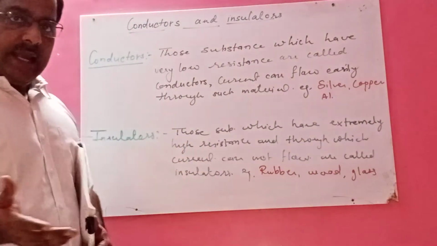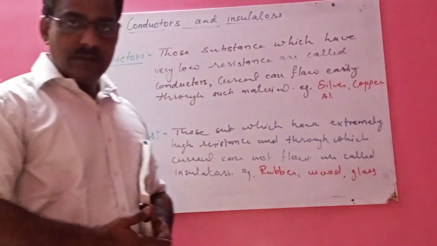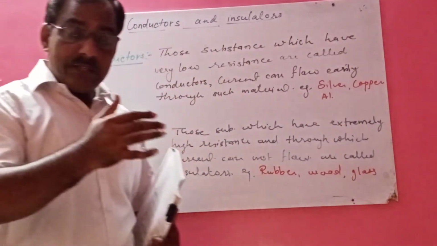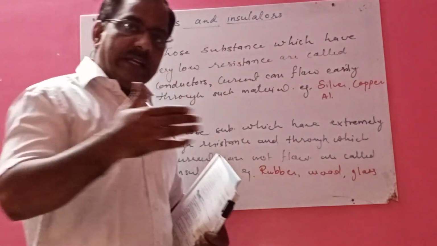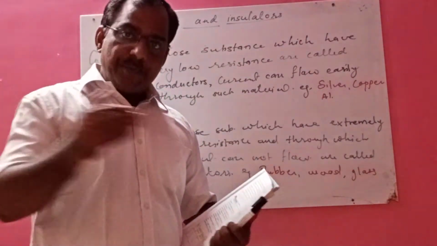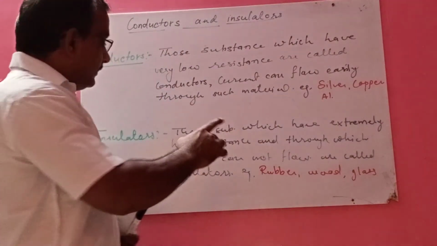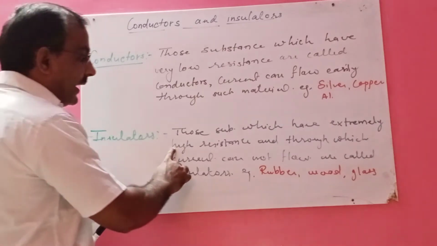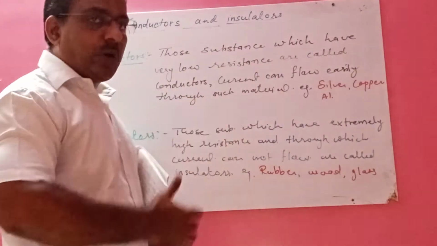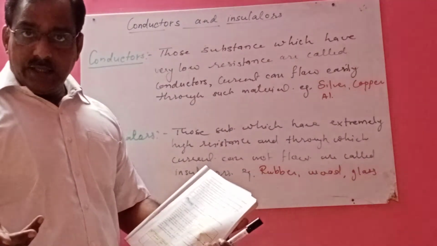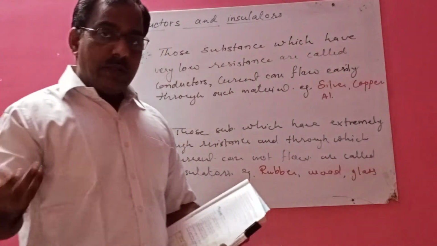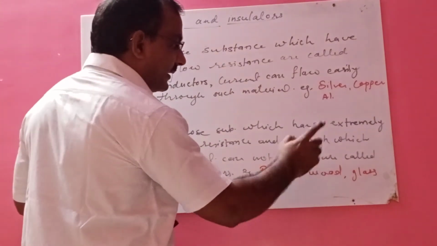Okay children. On the other hand, insulators means bad conductors. Those substances which have extremely high resistance, means they stop the flow of electrons. The hindrance, the things which are present inside that substance, stops the electrons. They are called insulators, which have high resistance and do not allow the flow of electrons. If the substance does not allow the flow of electrons, what will happen? The current will not flow, right? So those substances are called insulators. You can say rubber, wood, glass. All these are bad conductors, children.